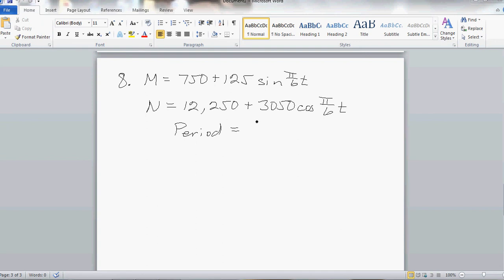So once again, the period is determined by 2 pi over pi over 6. Some quick calculations. This becomes equal to 12. The period would be 12. So in other words, it just starts over every 12 months, or every year. The number of predators and prey will fluctuate, going up and down by particular amounts.